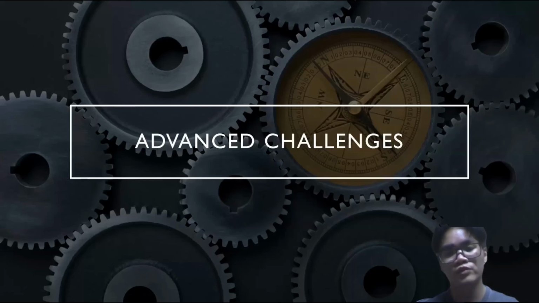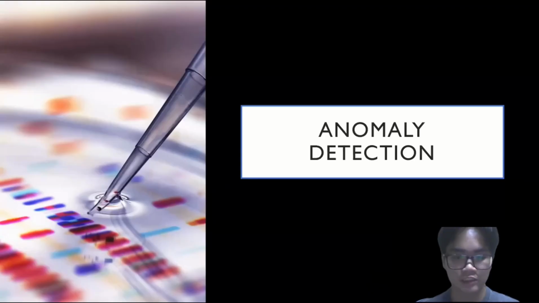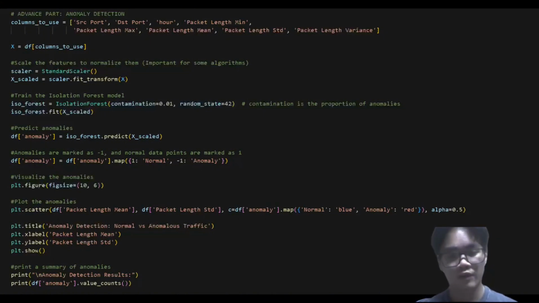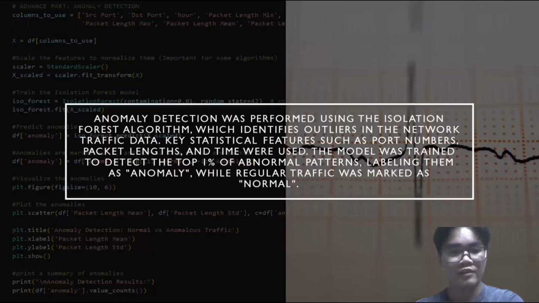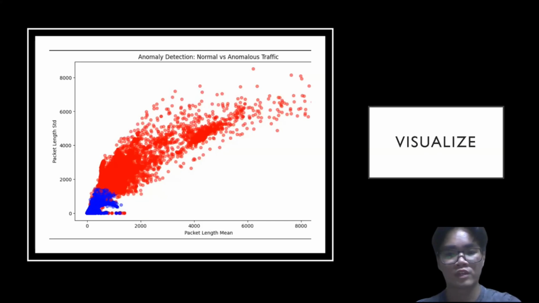Now we will move to my part, which is advanced challenges. Our first is anomaly detection. Here's the code, as you can see. This anomaly detection was performed using the isolation forest algorithm, which identifies outliers in the network traffic data. Key statistical features such as port numbers, packet lengths, and time were used. The model was trained to detect the top 1% of the abnormal patterns, labeling them as anomaly, while regular traffic was marked as normal. Here I will show you our visualized part of the data.